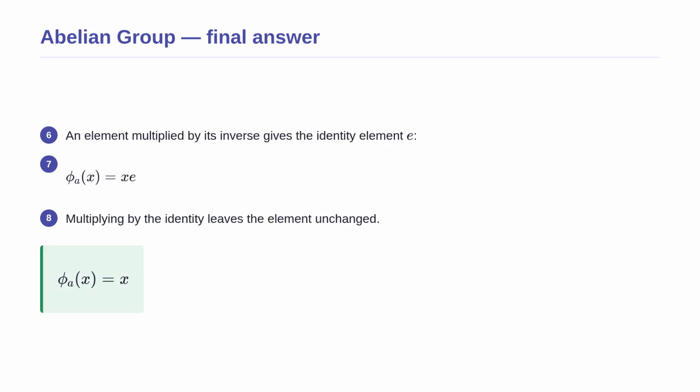Continuing with our abelian group, we now have a multiplied by a inverse. Whenever an element is multiplied by its own inverse, they cancel each other out completely, leaving simply the identity element, e. The complex wrapper has collapsed. Finally, multiplying any element by the identity element just leaves the element unchanged. The final result is simply x. This proves a massive concept. In an abelian group, every inner automorphism does absolutely nothing. It is just the identity map, showing that abelian groups have no hidden internal reshuffling.